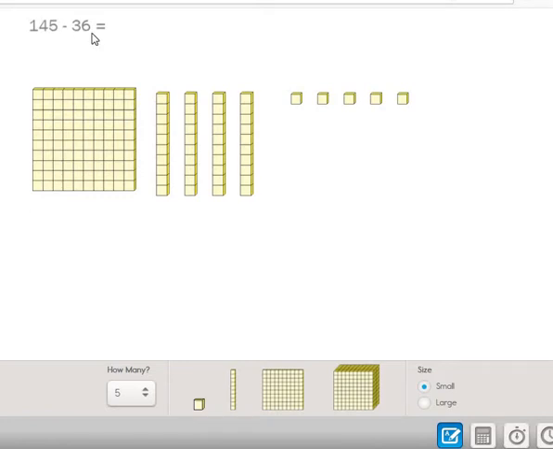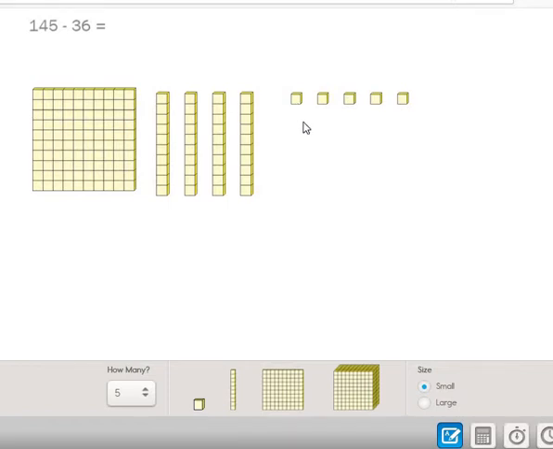Minus 36. Let's subtract ones at the beginning. Minus 6, we need to cross out 6 ones. But what do you think, grade 2? Do we have enough ones to subtract? We need to cross out 6 ones, but here we have 1, 2, 3, 4, and 5 ones. We don't have enough ones to subtract.